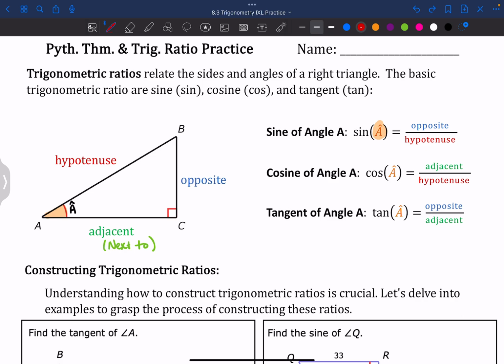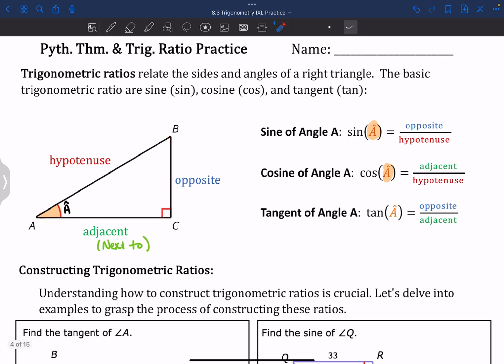So that's sine. The next one is cosine. When you see cos, parentheses, the angle, you just say cosine of angle A. It is equal to adjacent over hypotenuse. So instead of doing the opposite like we did for sine, now we deal with adjacent. We're taking this side over the hypotenuse. The last one, tangent of angle A, tan of angle A, is equal to the opposite side over the adjacent.